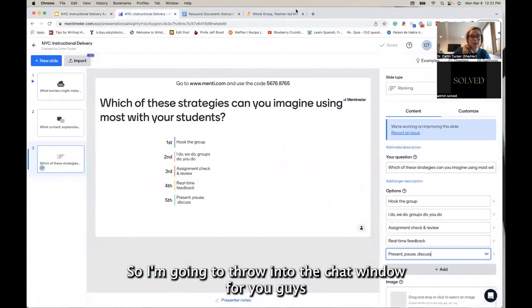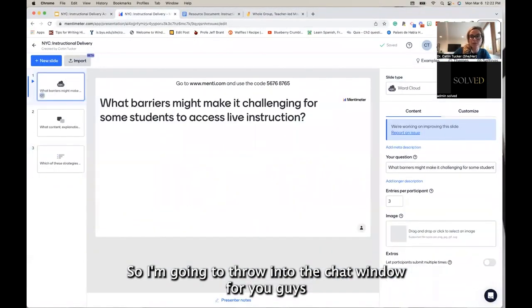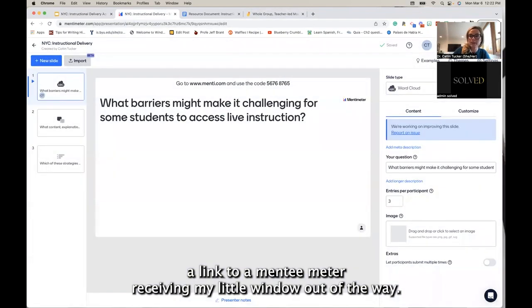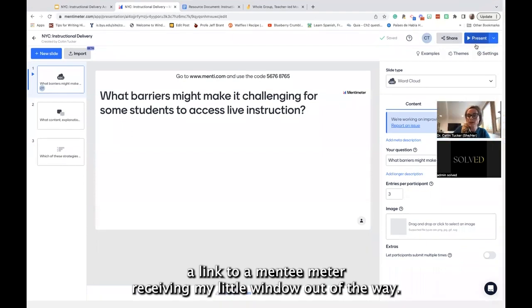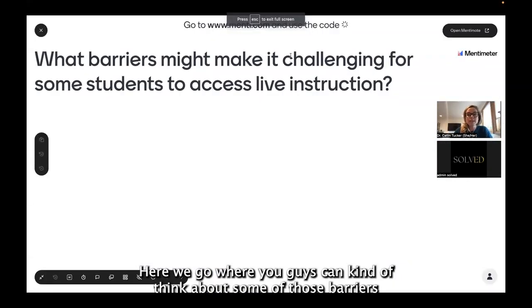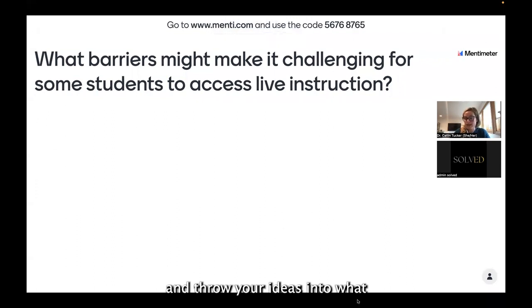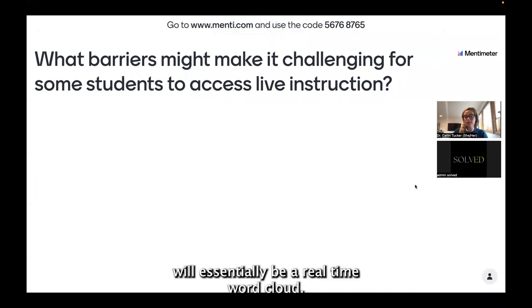So I'm going to throw into the chat window for you guys a link to a Mentimeter. Hold on, let me see if I can get my little window out of the way. Here we go. You guys can think about some of those barriers and throw your ideas into what will essentially be a real-time word cloud.